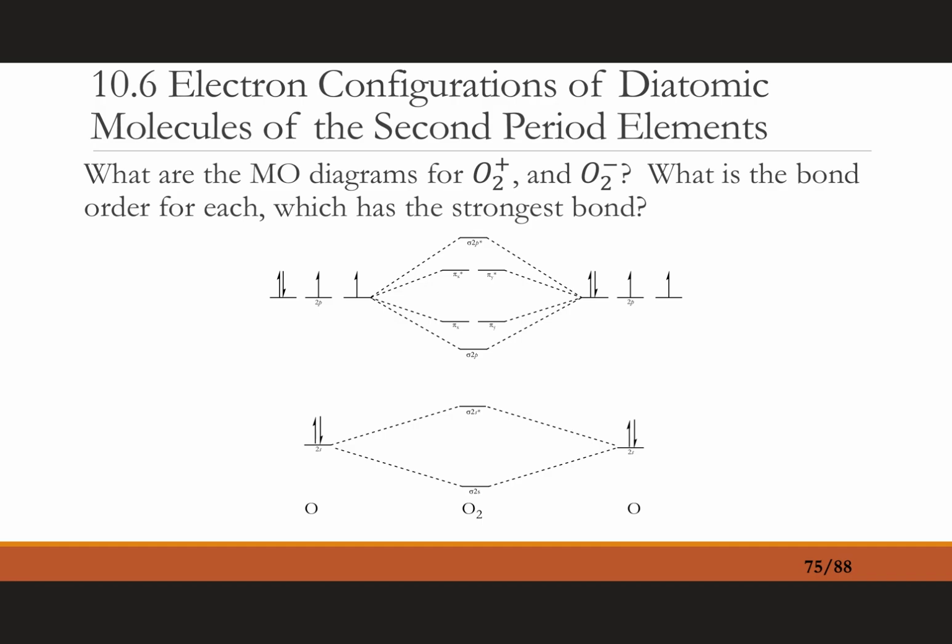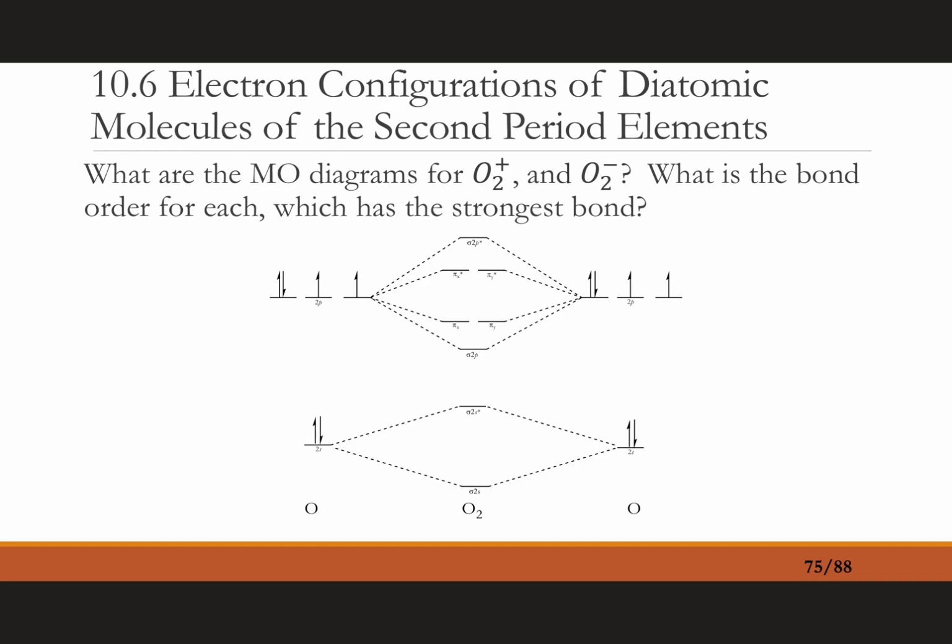What are the MO diagrams for O2 plus and O2 minus? What is the bond order for each? Which has the strongest bond? The bond order and the strongest bond are going to go hand in hand. So the higher the bond order, the stronger the bond, and vice versa.